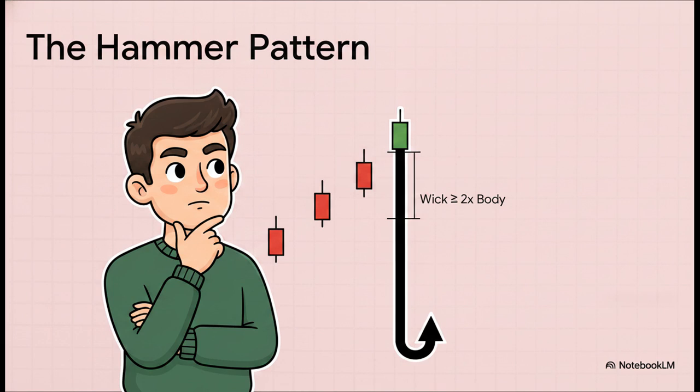But before the candle actually closes, buyers completely reject those lower prices, forcing the price all the way back up to create a small real body near the top. That massive lower wick, which by the way has to be at least twice the size of the body, serves as visual proof of the buyers fiercely defending their territory.